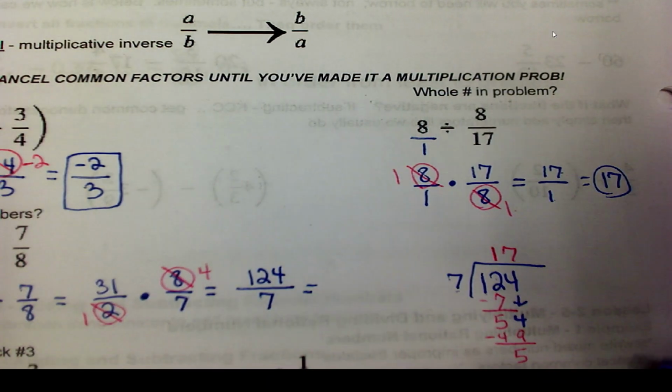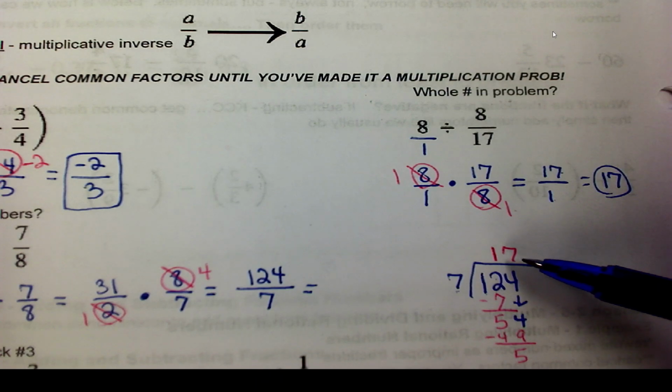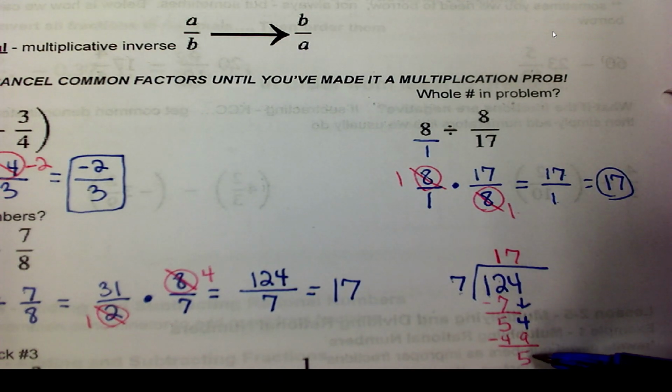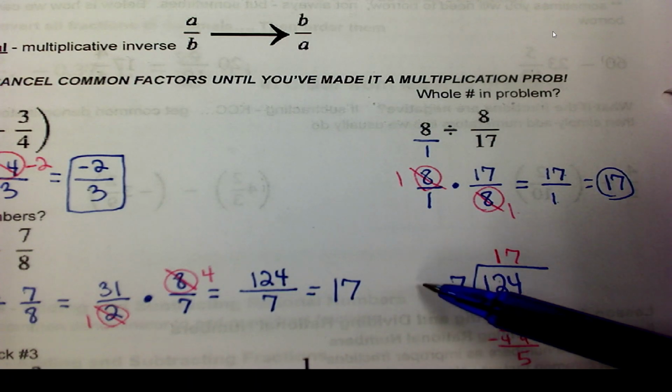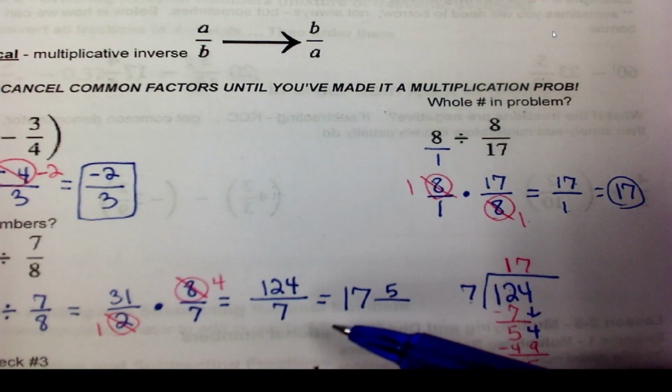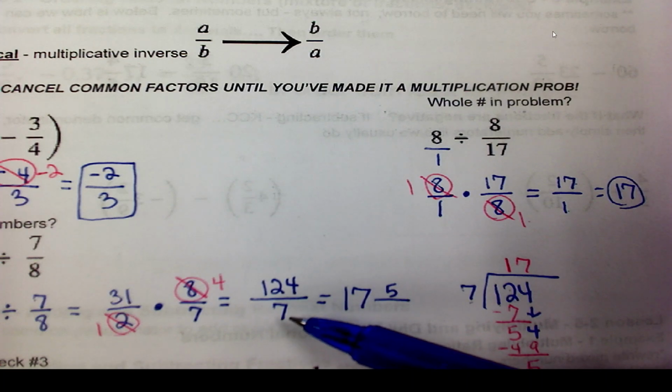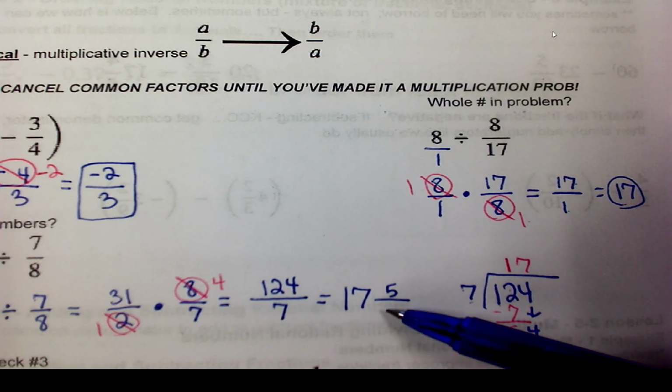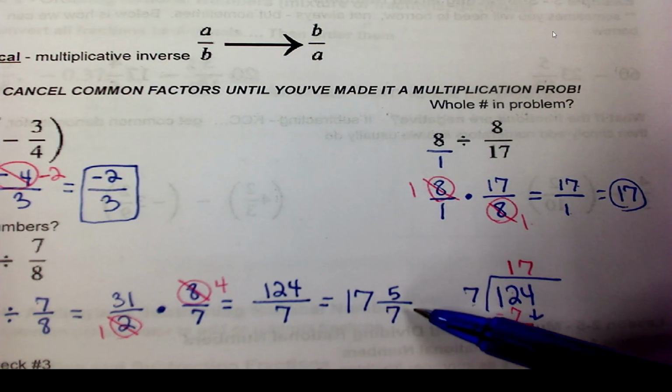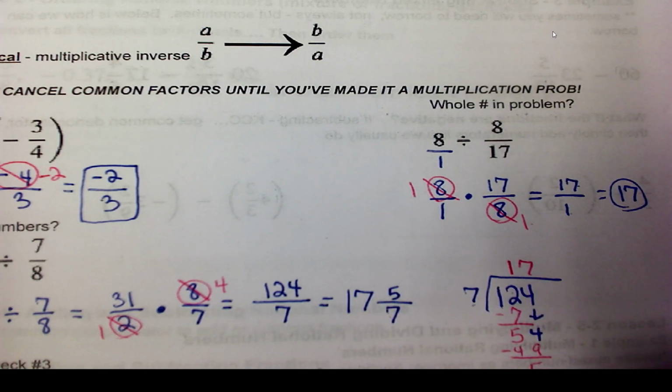So how can I use this information? 17 becomes my whole number. The leftover amount, 5, becomes my new numerator. And then for the denominator, we'll just pull that right over here and use it again. I can't really do anything with the 5/7, so that's it. That's my final answer, 17 and 5/7.